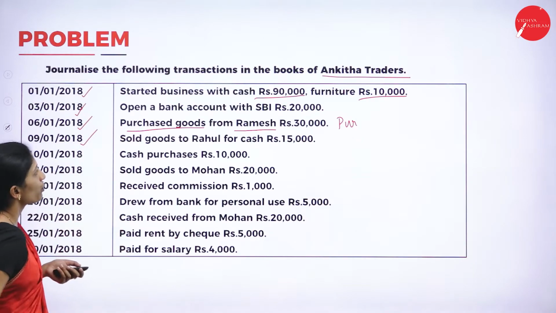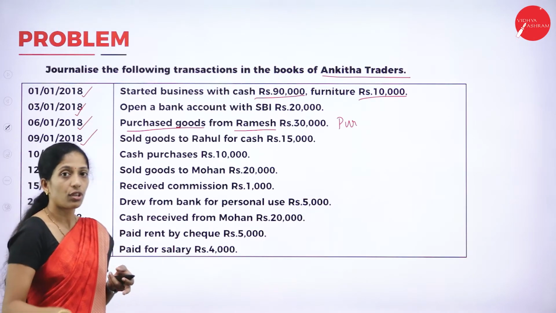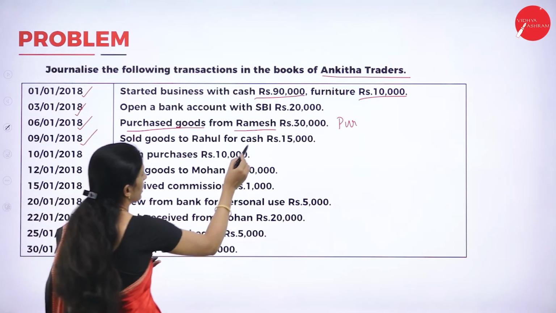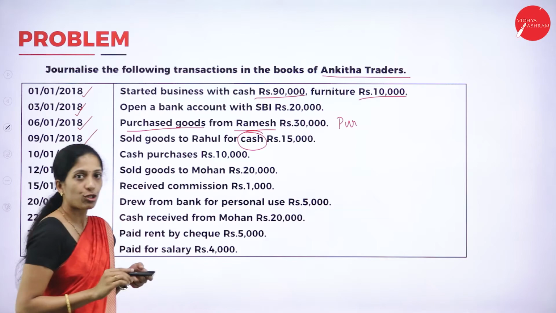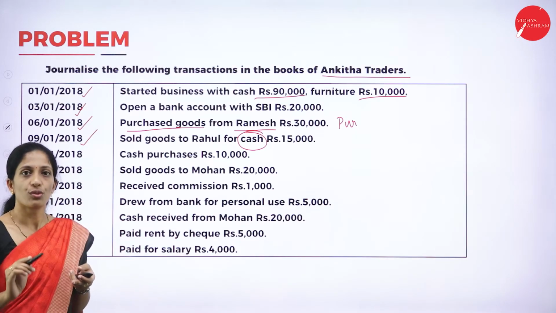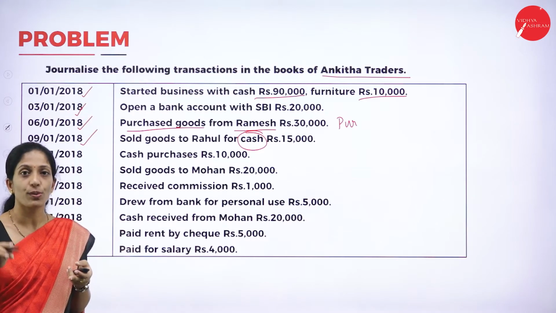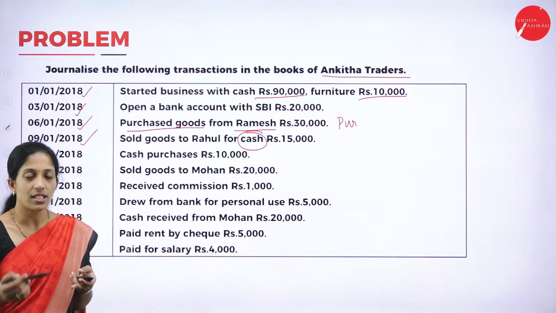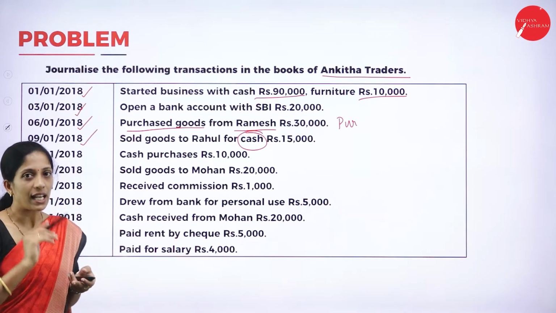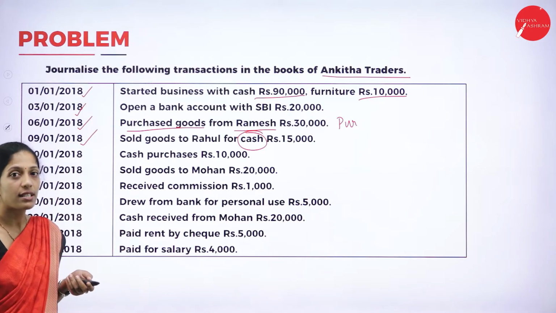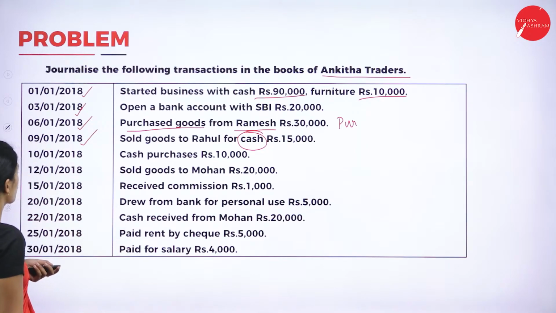9/1/2018, sold goods to Rahul for cash. Now you are selling goods to Rahul for cash. So here they have mentioned the word cash. So what comes to you when you sell goods? Cash. What goes from you? Goods. But you are not recording it as goods. You will record it as sales. When you purchase goods, you will record it as purchase. When you sell goods, you will record it as sales. Now your entry will be cash account debit to sales account, that is 15,000.